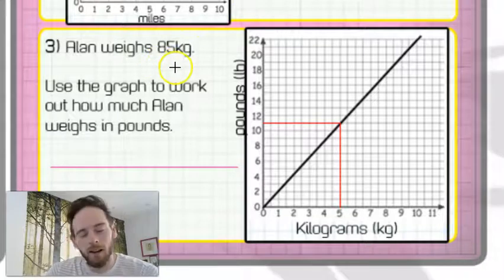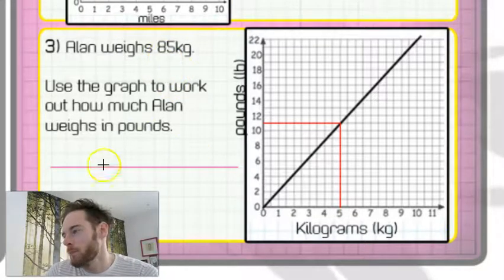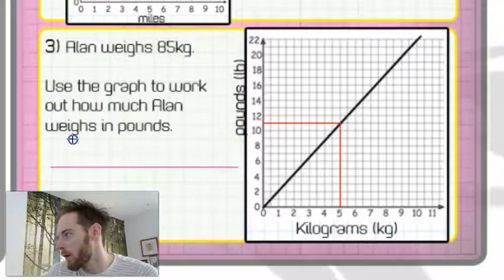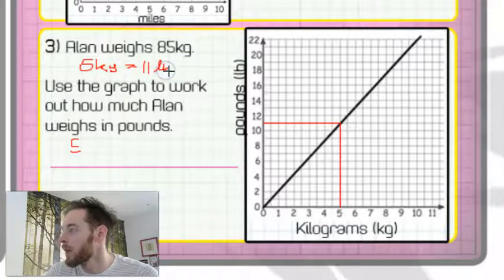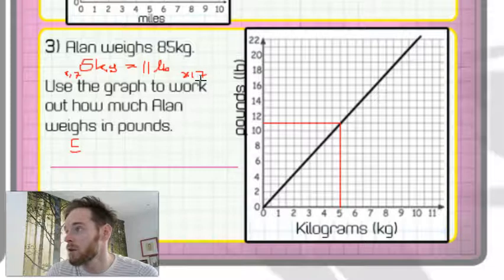So 5 kilograms is 11 pounds. Let me write this down. 5 kg equals or is approximately equal to 11 pounds. Okay, so what we need to do is times that by 17 to get 85, and we times that number by 17 to get the number of pounds it is, and that's why this question is a little bit more difficult, because we've got to times 11 by 17.